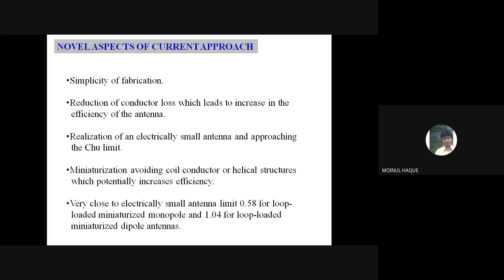Coming to the next page. Some of the novel aspects that we have designed in our antennas. First thing is the simplicity of the fabrication. All these antennas can be fabricated very easily.